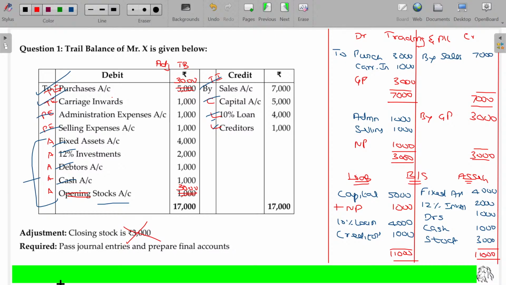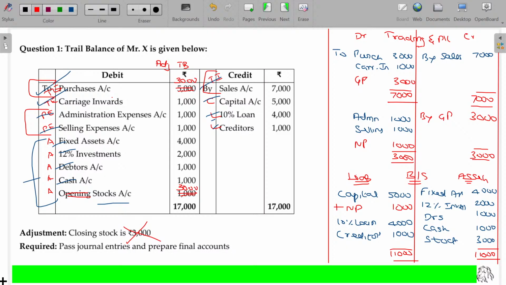Sir, don't we pass the transfer entry, sir, here? Yeah, of course you can pass the transfer entry also. If you want to pass the transfer entry, you have to pass the transfer entry for what? These two, and this one. Only these three. Assets and liabilities capital, we no need to pass any transfer entry.